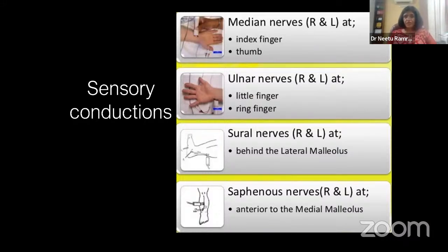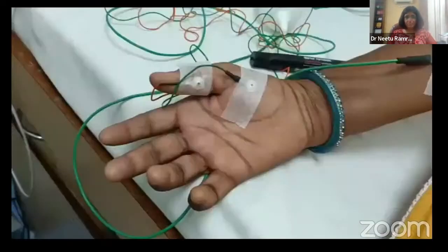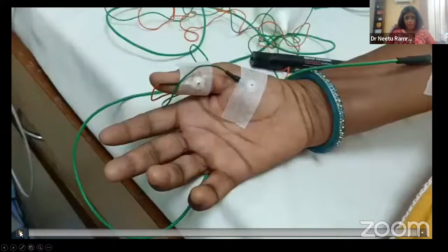How are these studies usually conducted? I have also prepared small videos. I'm not sure whether they'll run or not, but I will try. For median nerve sensory conductions, we normally put in the ring electrodes, which are placed at the index finger and the thumb. Ulnar nerve at the little finger, sural nerve behind the malleolus, and saphenous anterior to the medial malleolus.